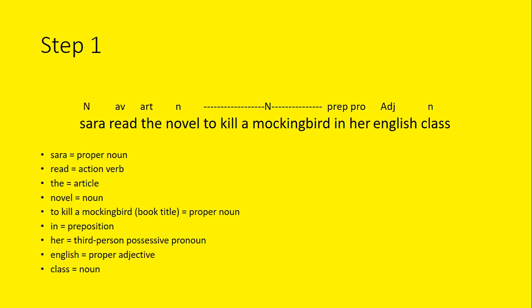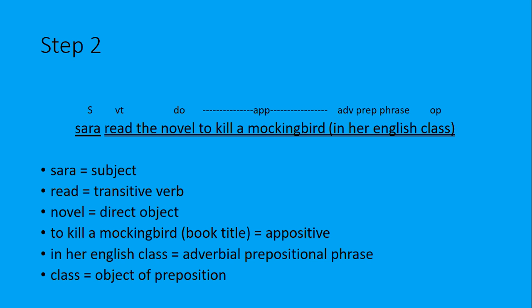All right, moving on to step 2. In step 2, we're going to identify the sentence parts. Okay, so same sentence. When we're looking at Sarah read the novel To Kill a Mockingbird in her English class, Sarah is our subject, so we mark Sarah first as our subject. Read is our verb, so we ask ourselves, read what? A novel. And so we know we have a transitive verb, so read is a transitive verb. Novel is a direct object because the verb takes on a direct object that is transitive. To Kill a Mockingbird is restating what the novel is, so that's an appositive.